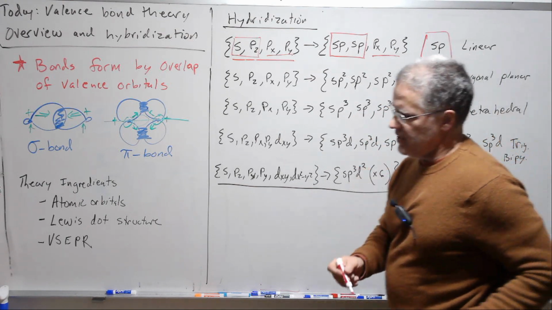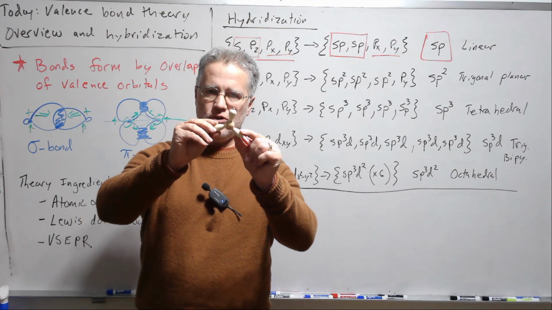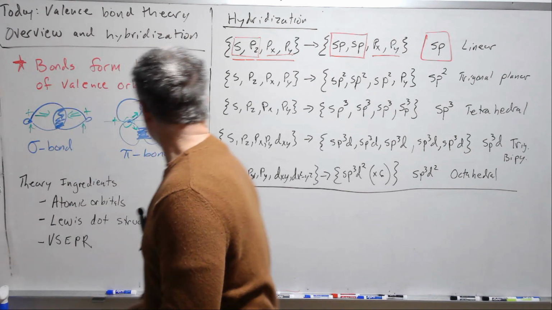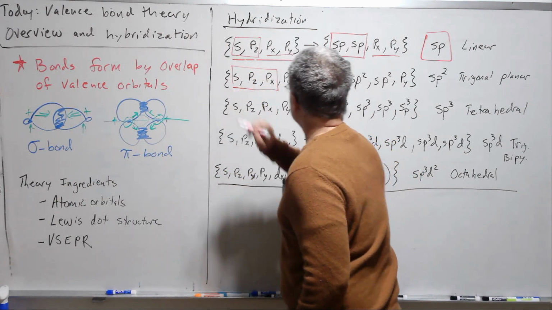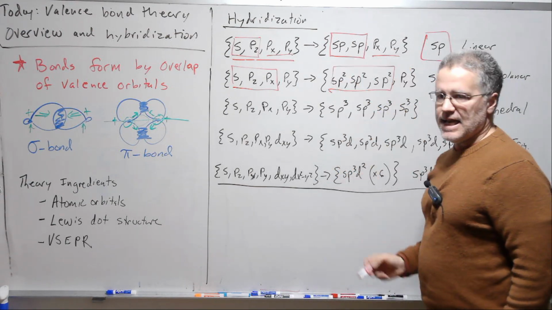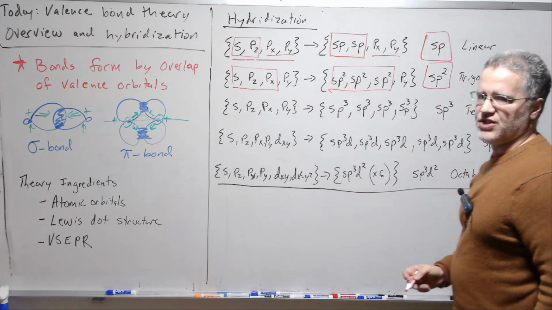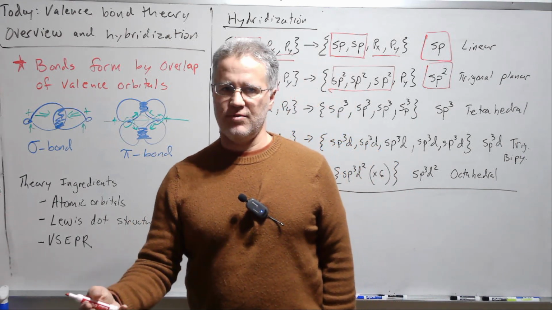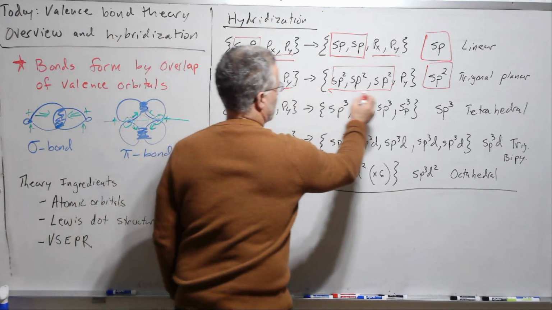Now, if we need to make three, so if we need to make trigonal planar, then we have to take an s and two of the p's to make three sp2s. And this is an sp2 hybridization scheme. So we'd say, what's the hybridization scheme? It's an sp2 hybridization scheme. And the py just comes along for the ride.